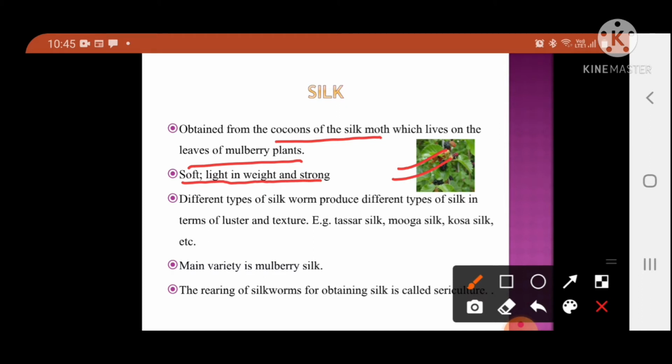Different types of silkworm produce different types of silk in terms of luster and texture, like tussar silk, muga silk, kosa silk, and the main variety of silk is mulberry silk. The rearing of silkworm for obtaining silk is called sericulture.